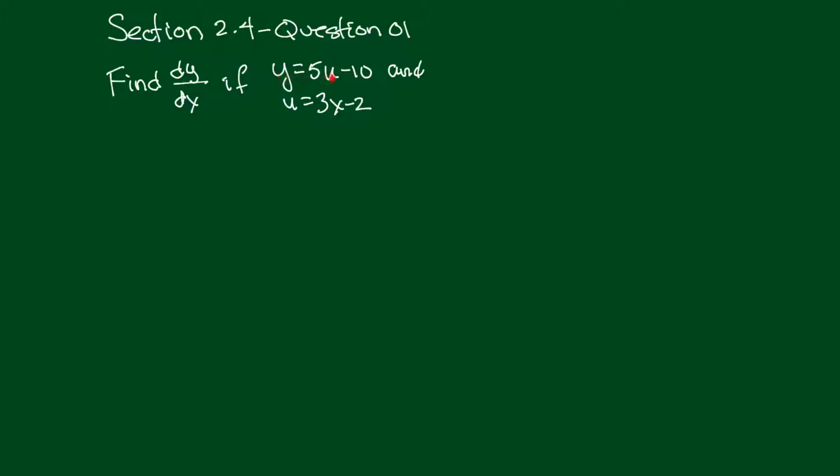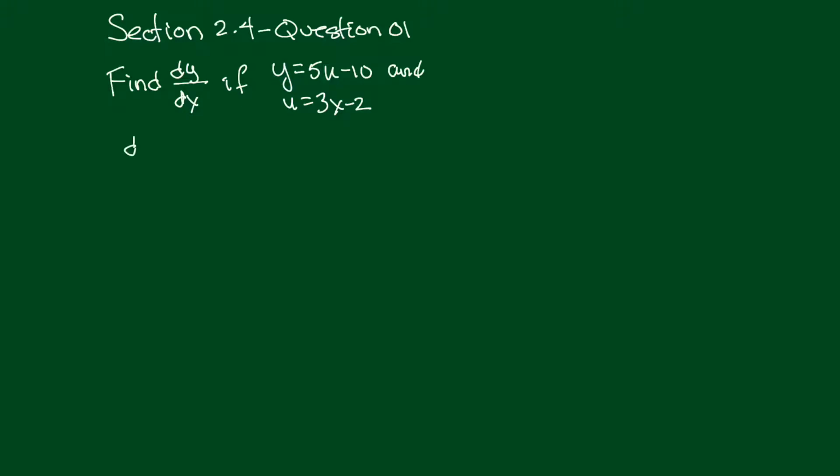y is a function of u, but in turn, u is a function of x. So what we want to know over here is that if we change x, how does y change? So if we look over here, if we change x, it's likely that u changes. And if u changes, it's likely that y changes. So let's give this a go.